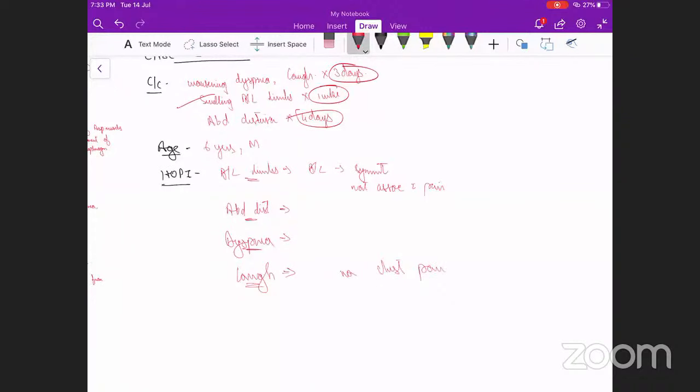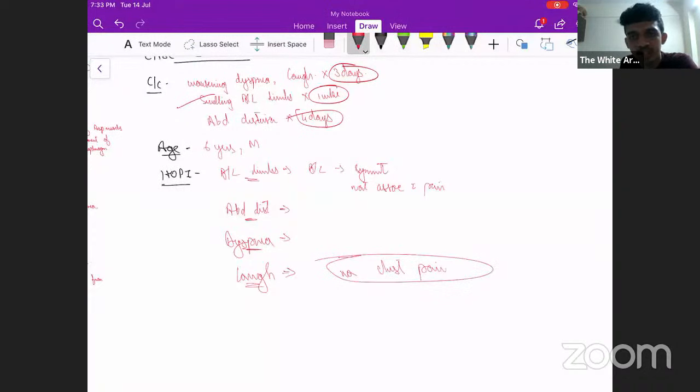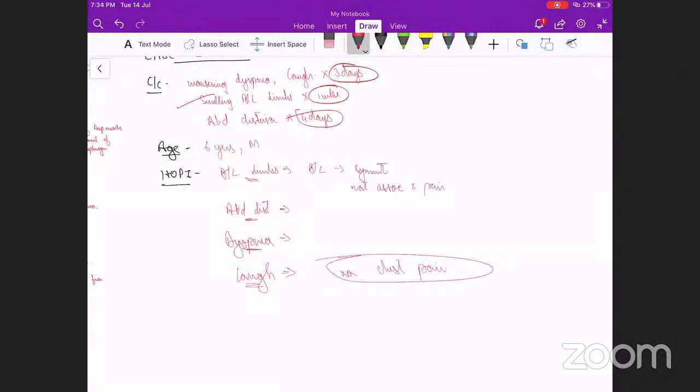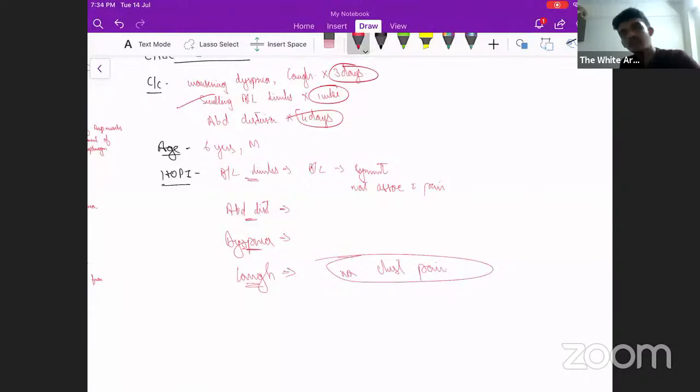Would you ask any relieving features for dyspnea? If you are suspecting a case of pleural effusion, would you ask for positional variation, sir? Positional variation, that is important. Yeah, on leaning on the right side, he feels better.